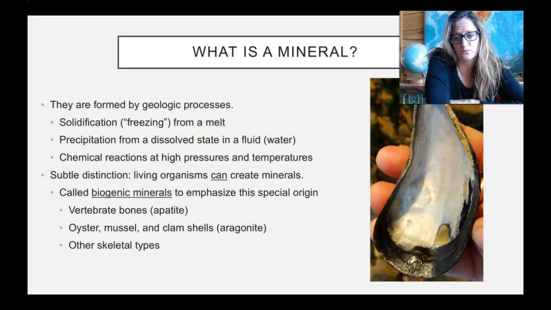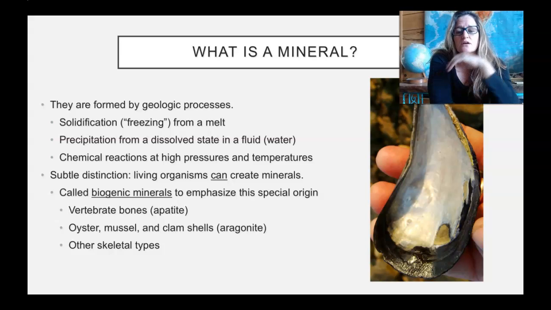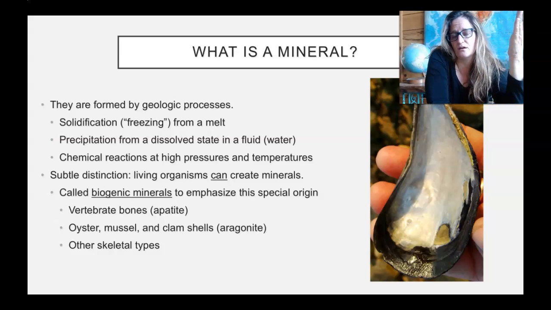Formed by geological processes. So the solidification of a mineral from a melt, like a magma, it can precipitate out of fluids. There are chemical reactions with high pressures and high temperatures. So all of that is going to give us different kinds of minerals.